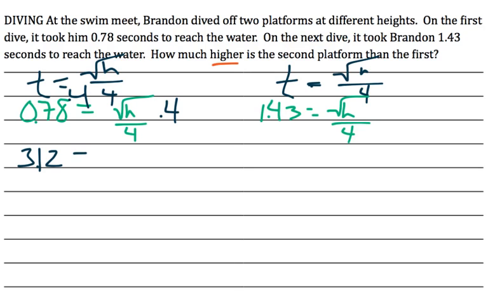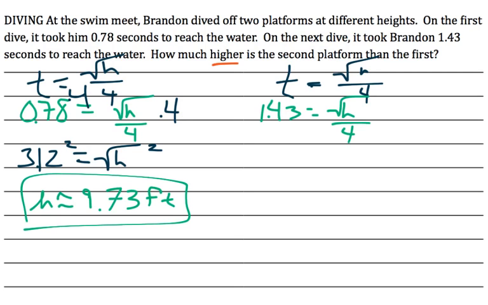3.12 is equal to the square root of h, and then I'm going to square this, and let me type that into my calculator. I get 9.7344. Now it doesn't tell us to round or anything, but that's pretty excessive, so I'm going to stop this at the hundredths place. So I'm going to write h is approximately 9.73 feet. You know, maybe I box it, even though that's not my final answer.